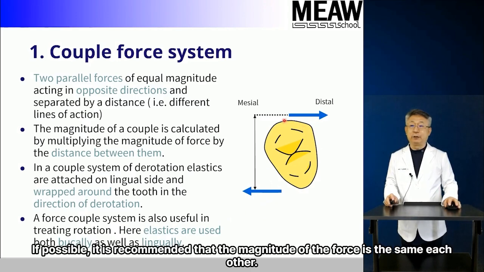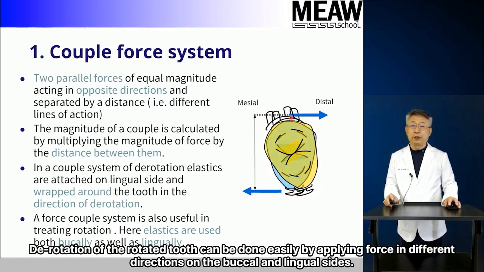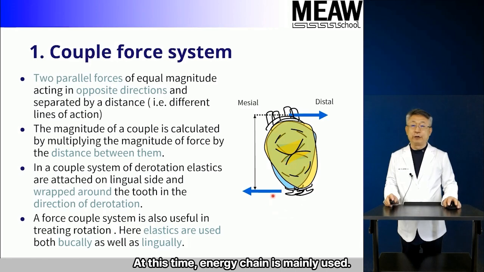If possible, it is recommended that the magnitude of the force is the same each other. Like this, attach a bracket to the buccal side and a lingual button to the lingual side. Derotation of the rotated tooth can be done easily by applying force in different directions on the buccal and lingual sides. At this time, energy chain is mainly used.